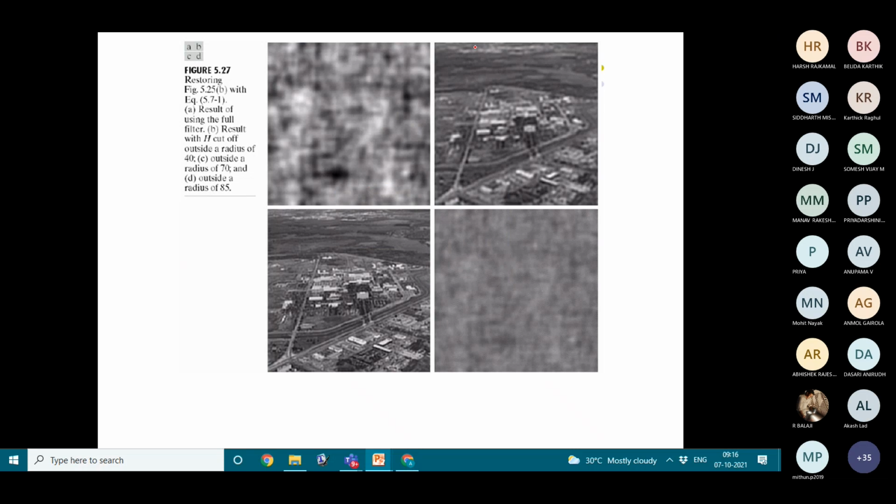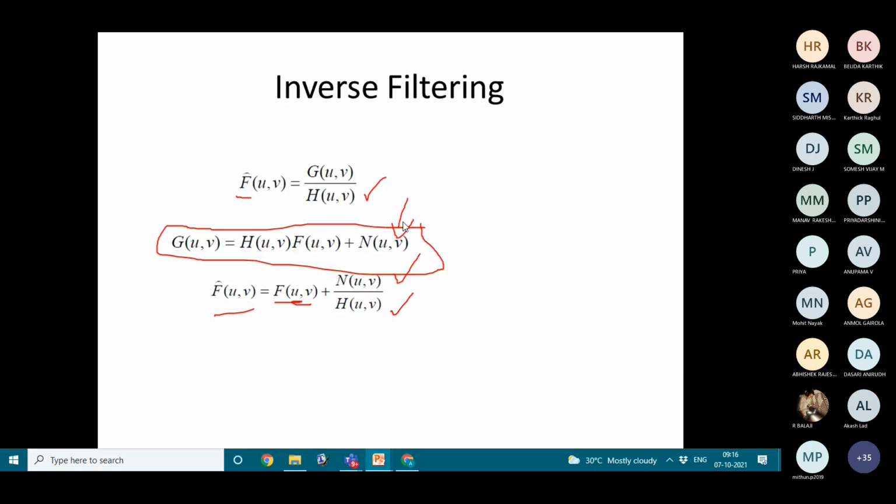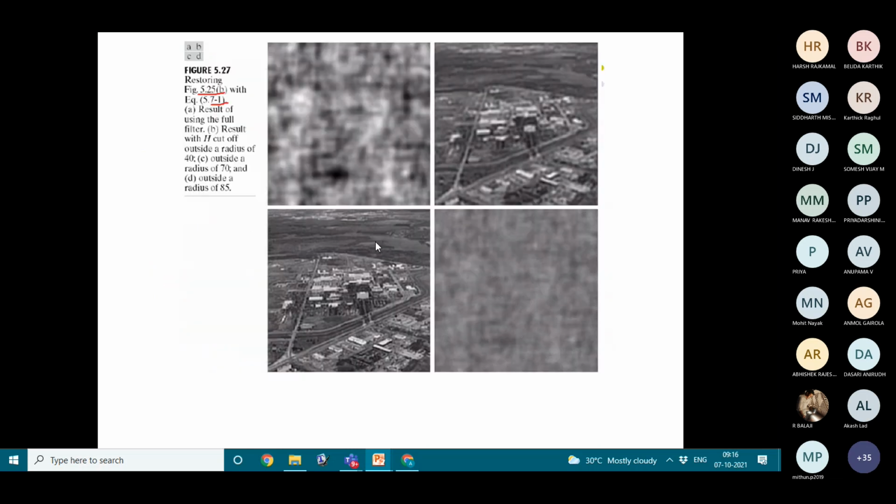So these are the example images. We are restoring figure 5.2 with equation 5.7.1. This is the result of using the full filter. This is, I think, for the optimum notch filter or inverse filter. And this is the result with H cut off outside a radius of 40. And this is outside a radius of 70, and this is outside a radius of 8. I think this is for notch filters.